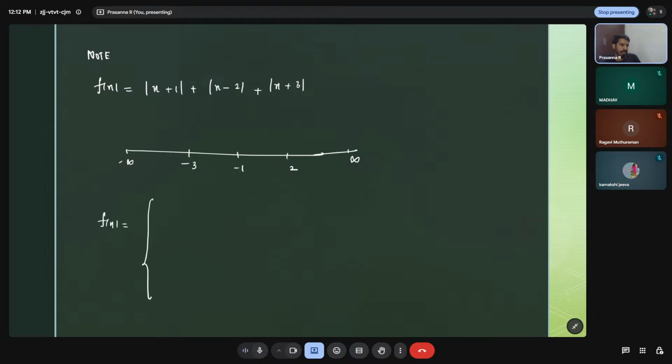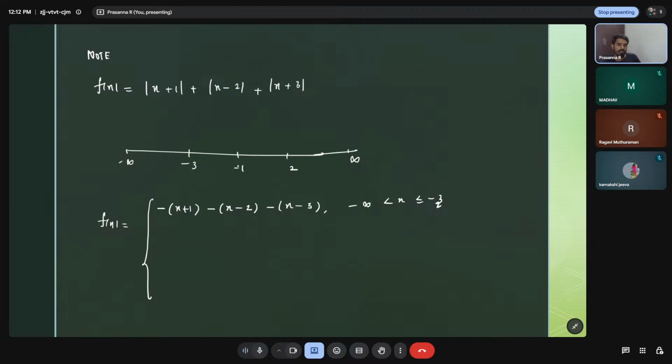So minus infinity to minus 3. You take some random point. I'm taking minus 4. Minus 4 plus 1: the inside quantity is negative, so it is minus of x plus 1. You take minus 4. Minus 4 minus 2 is minus 6; the inside quantity is negative, so again it is minus of x minus 2. You take minus 4. Minus 4 plus 3 is again negative, so it is minus of x plus 3, when x lies between minus infinity to minus 3.